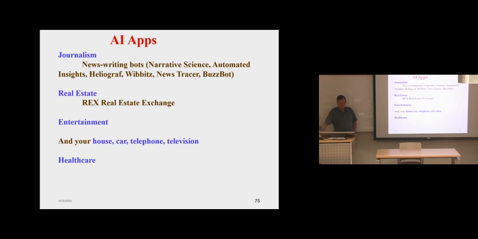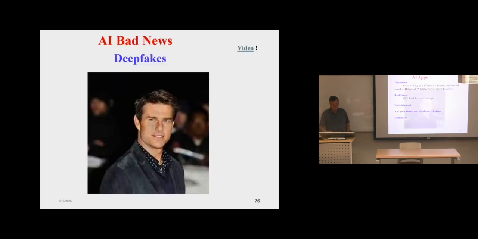Journalism, we're in a mess because, as you guys know, was it Sports Illustrated that came out that all their articles were being written by generative AI, and they got in all kinds of difficulty. A lot of these news writing bots have now been picked up, and you have to wonder who's actually writing the articles. Of course, real estate, entertainment, and so forth. It's in our society, it's embedded.